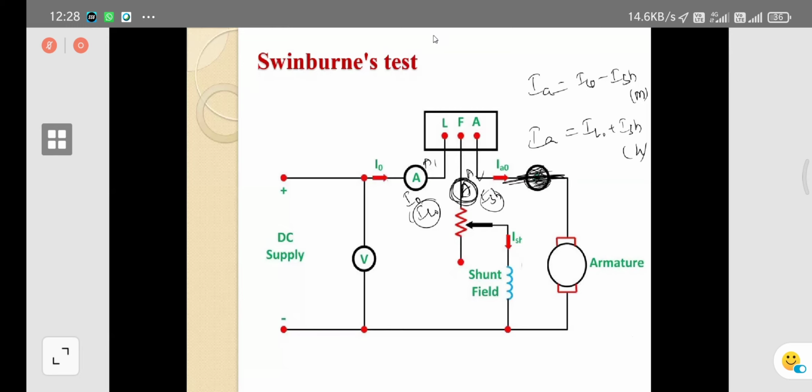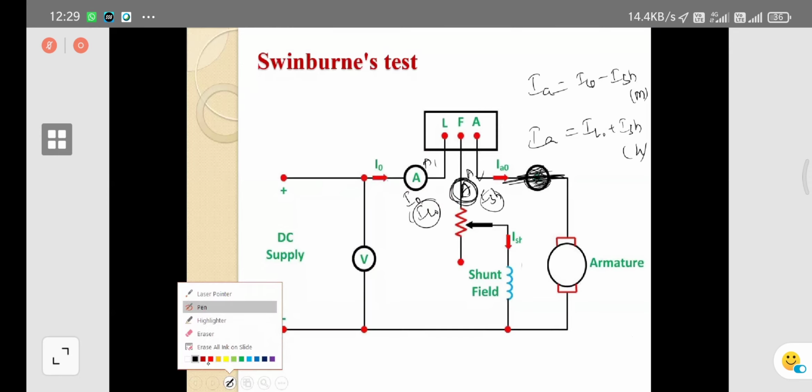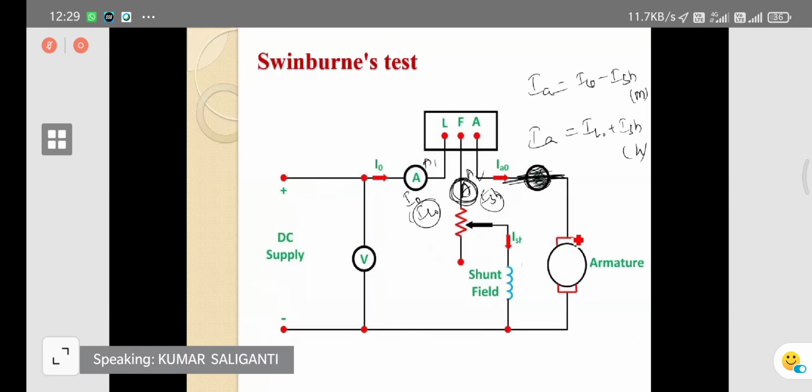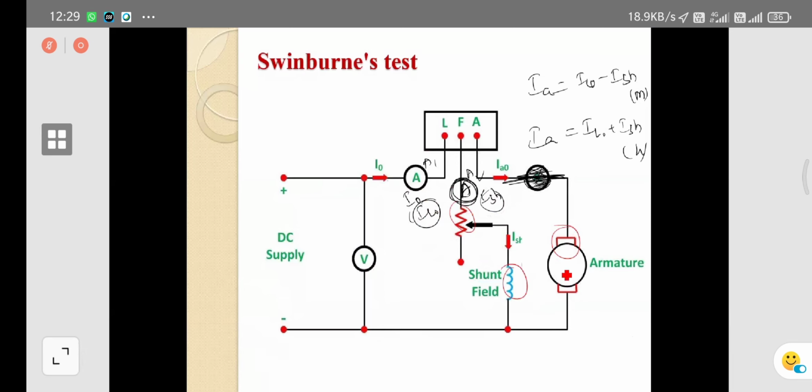Okay. In the field and armature windings, there will be copper losses due to flow of current, which will increase the temperature of the field and armature winding when the motor is loaded.